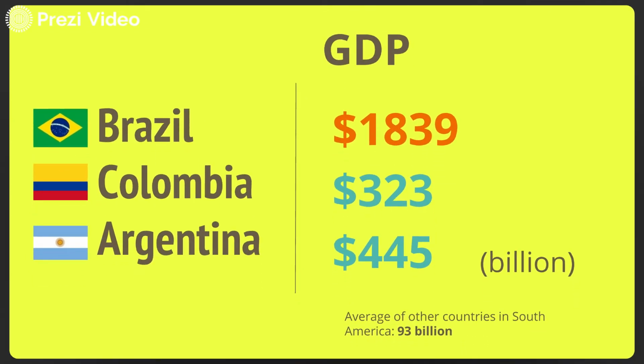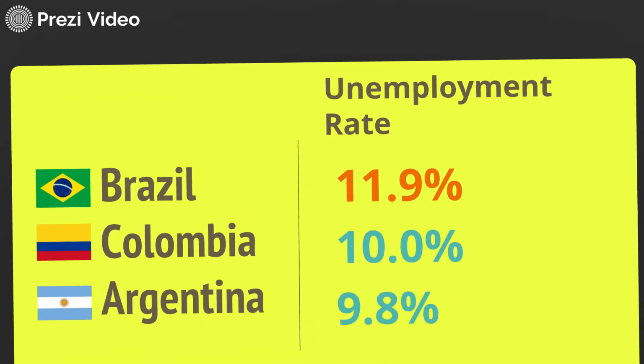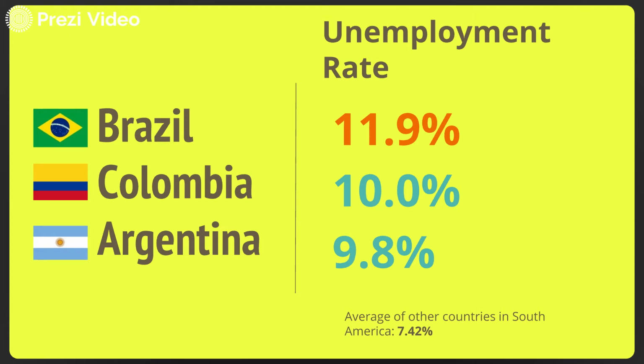For example, Brazil has 1,800 billion of GDP, Colombia 323, Argentina 445, and the average of other countries in South America is only about 93 billion. Also, these three countries have a really high unemployment rate. For example, Brazil has 11.9%, and Colombia and Argentina are also nearly 10%, and the average of other countries would be 7.4.